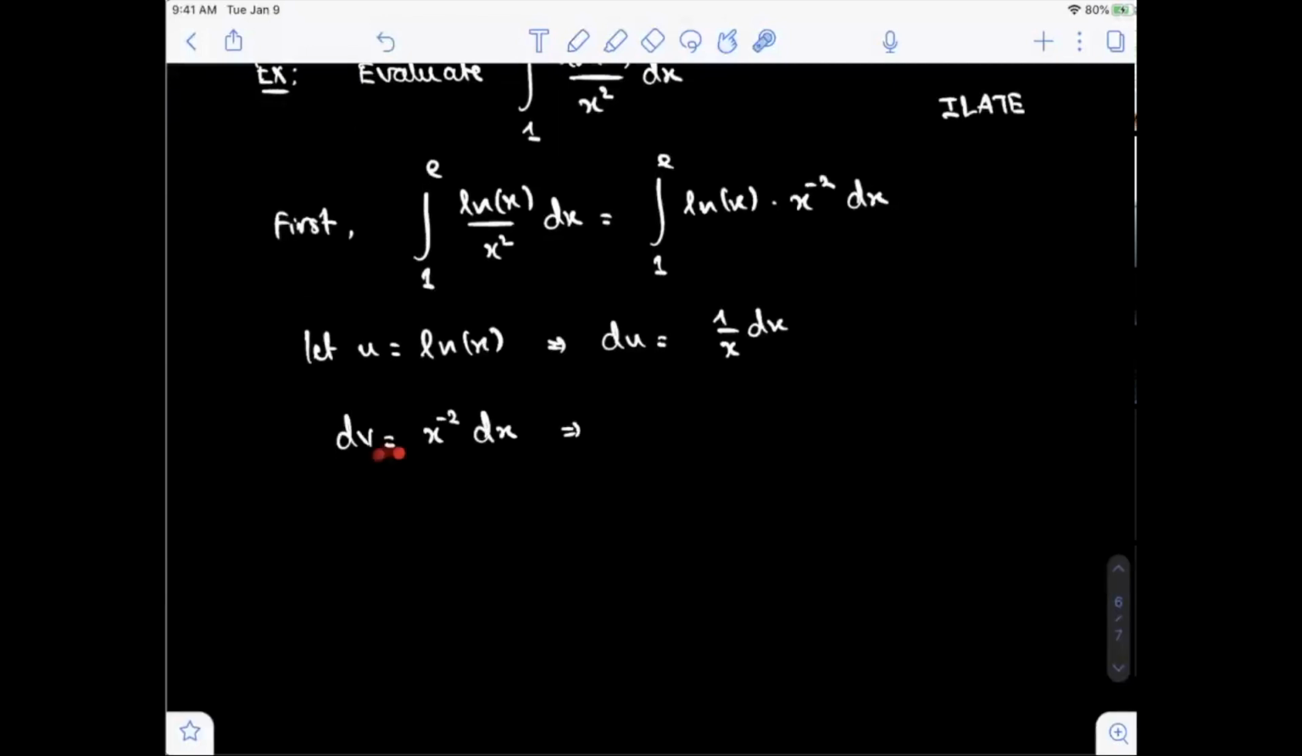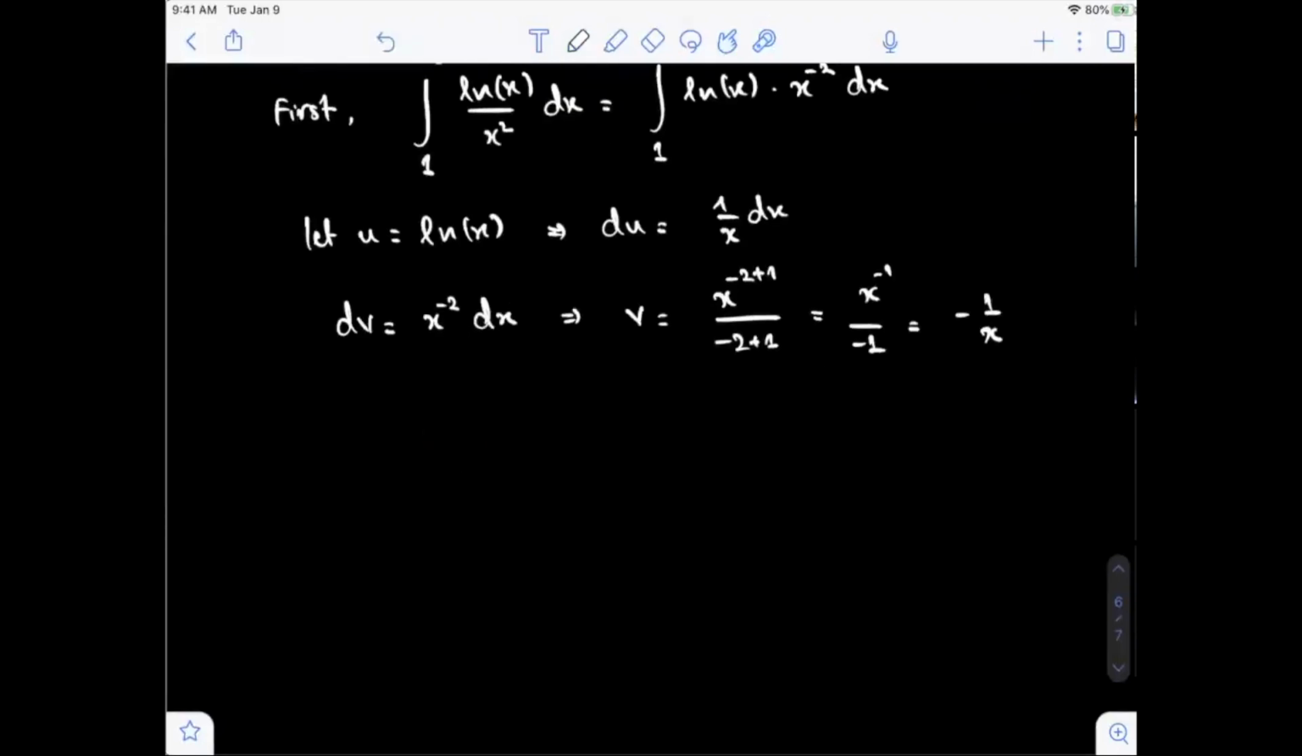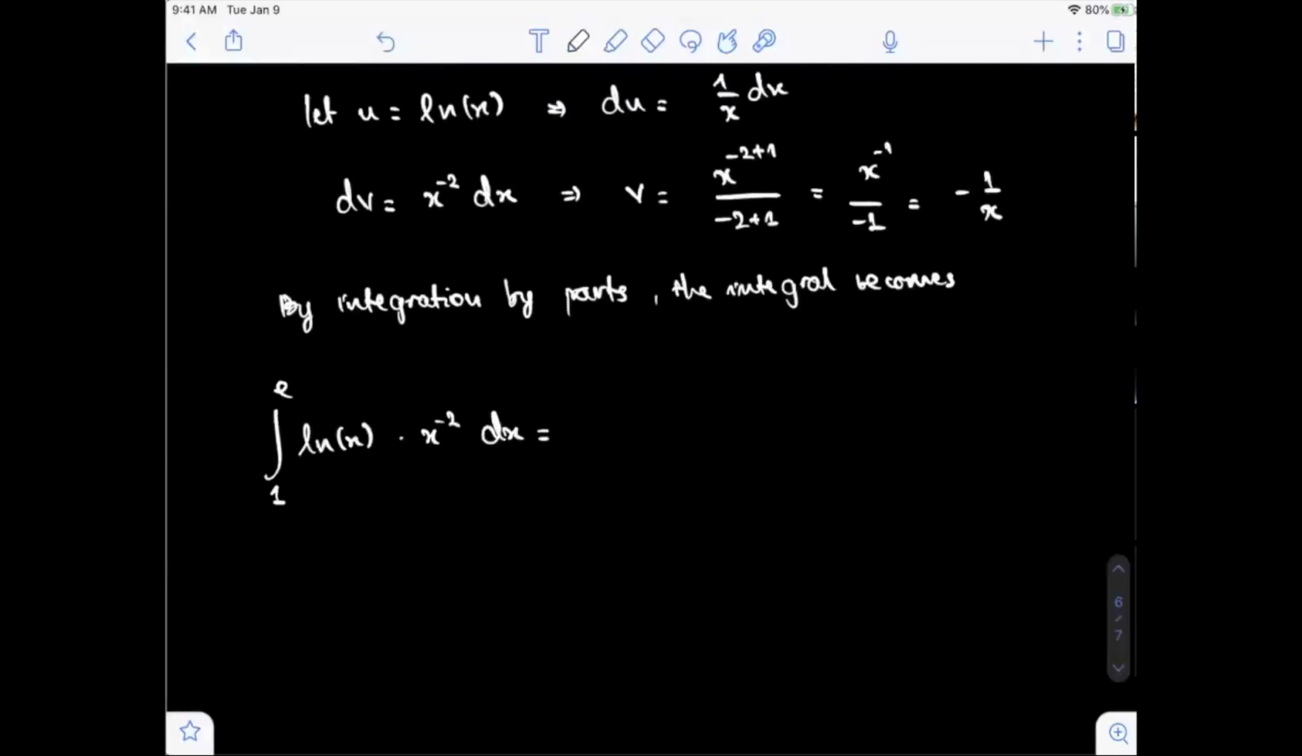When you set dv equal to x to the negative 2 dx, that means you want to find the antiderivative. So v is equal to x to the negative 2 plus 1 divided by negative 2 plus 1, which is x to the negative 1 divided by negative 1, or negative 1 over x. So by integration by parts, the integral becomes u times v, which is negative 1 over x times ln of x, evaluated at 1 and e, minus the integral from 1 to e of v du, negative 1 over x times 1 over x dx.